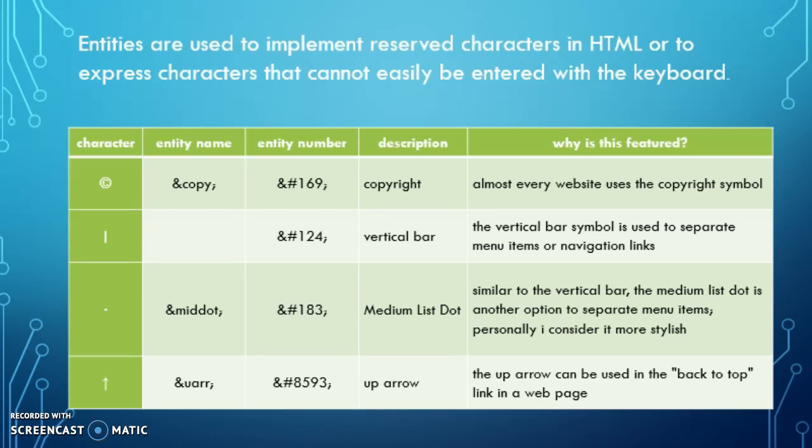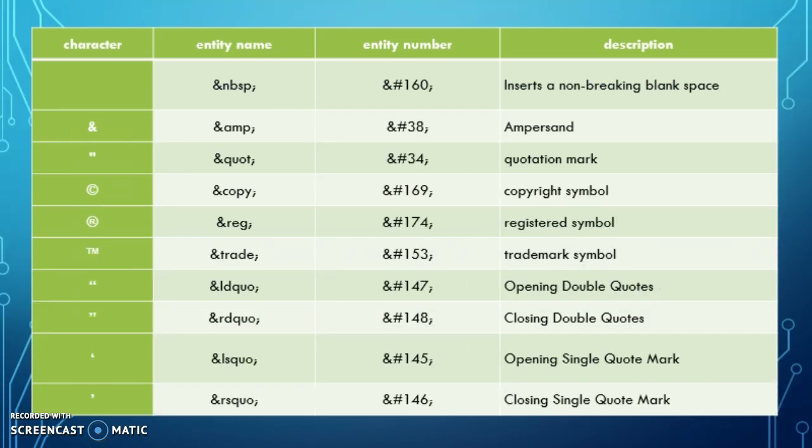The vertical bar symbol is used to separate menu items or navigate links. The middle dot, similar to the vertical bar, is another option to separate menu items. Personally, I consider it more stylish. The up arrow character: the up arrow can be used in the back to the top link in a web page. Here's the rest of the list.